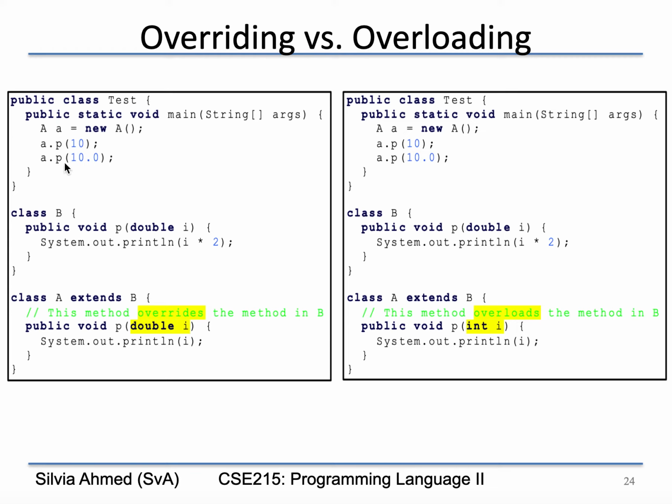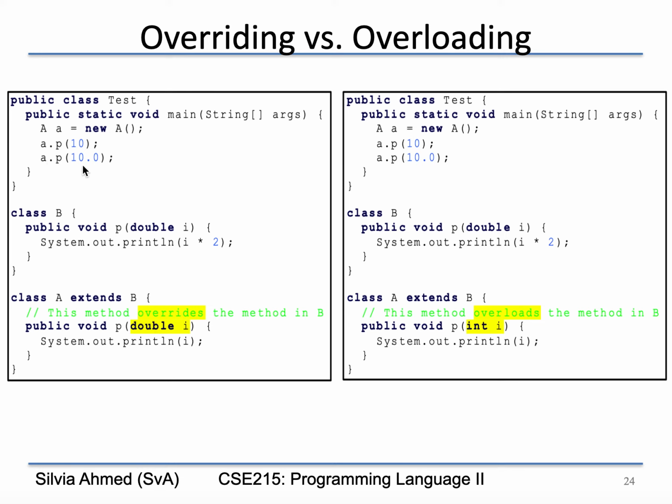Now when we call a.p(10), it will say, okay, I have a method P, but it does not have a directly matching integer parameter. Rather, it has a double type parameter, and since double is a wider type, it will convert the integer value into double and it will print 10.0.